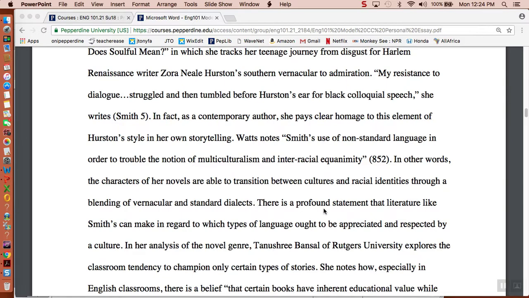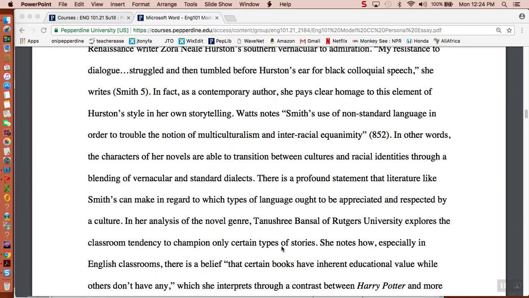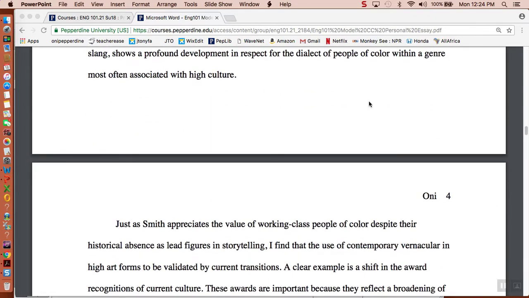The statement I have here: there is a profound statement that literature like Smith's can make in regard to which types of language ought to be appreciated and respected by a culture. And then I talk about a source that's discussing this idea of high class versus low class in literature, and how we have this idea to not celebrate stories like Smith's that deal with a lot of dialect. And so my point here is that she's really invested in changing that tradition of looking at novels as this high art form that can't deal with broken language, basically. So that's what all this first section is about. And it's all based on her, right?